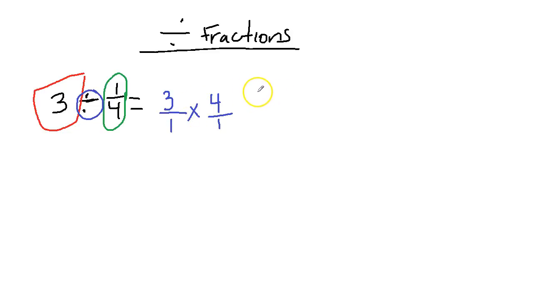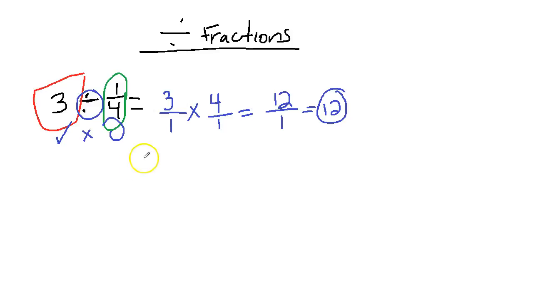I hope you guys got that. You keep this one how it is. This becomes multiplication, and this flips. Always. Always. Okay? Now we can solve the problem. 3 times 4 is 12 over 1, which equals 12. Okay? I hope that wasn't too confusing.